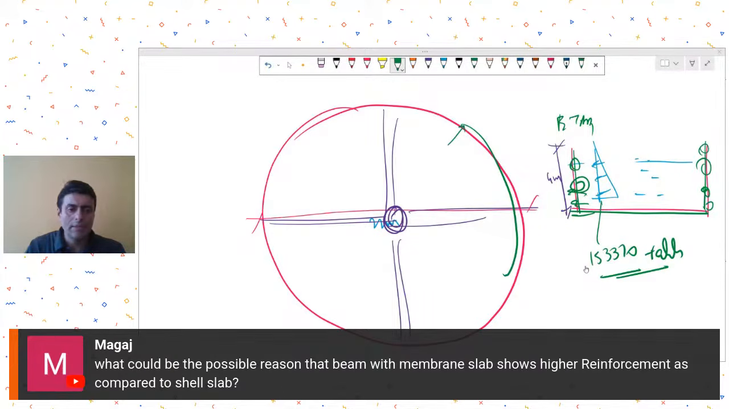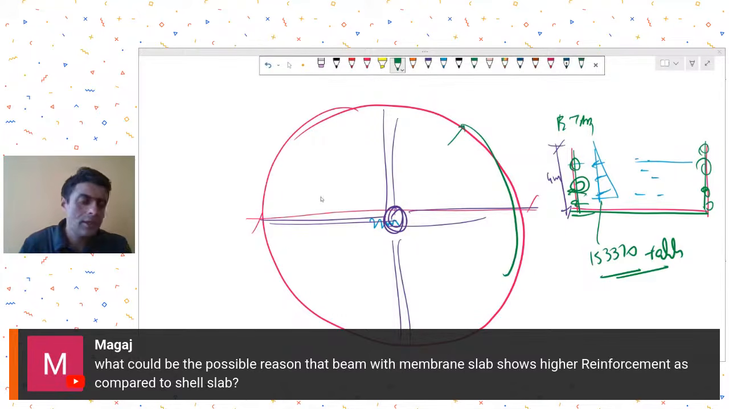Then Mr. Magaj is asking what could be a possible reason that beams with membrane slabs show higher reinforcement. See, when we consider membrane slabs, they have no out of plane stiffness and cannot resist any moment out of plane, so all the loads get transferred to the beams, and therefore you see greater moments in the beams.